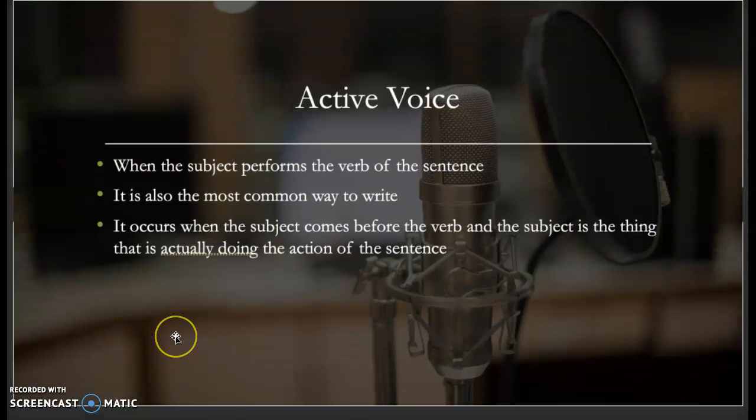Let's look at an active voice. An active voice is when the subject performs the verb of the sentence. It is also the most common way that we seem to write. It occurs when the subject comes before the verb and the subject is the thing that is actually doing the action of the sentence.